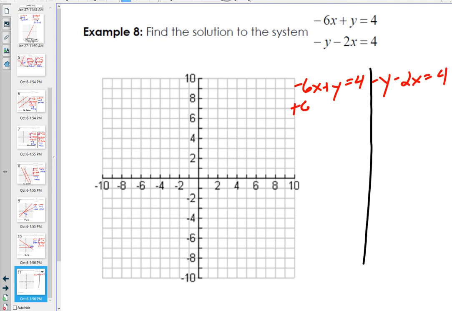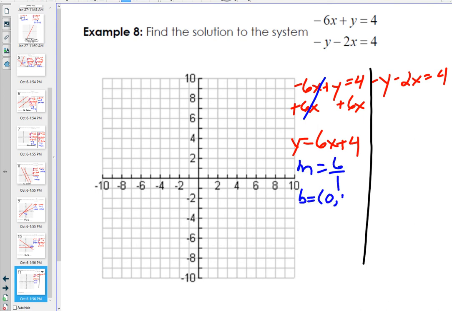Okay, so the first one was just plus 6x. Then the reason why Daniel gets all the girls is because he knew the slope was 6 over 1, and the y-intercept was 0, 4.